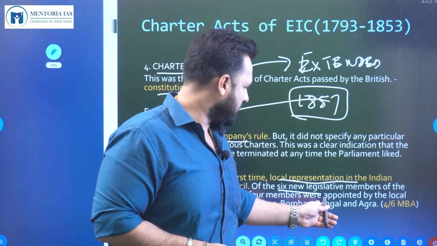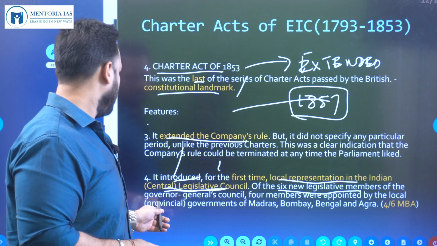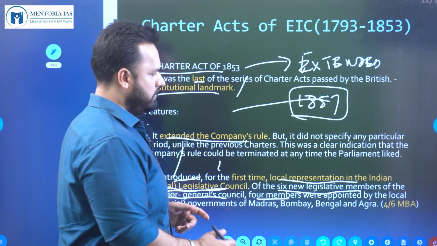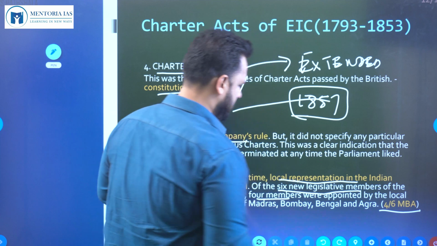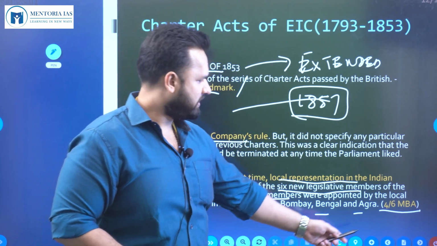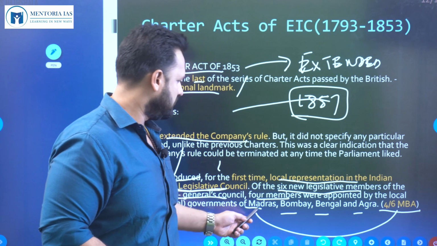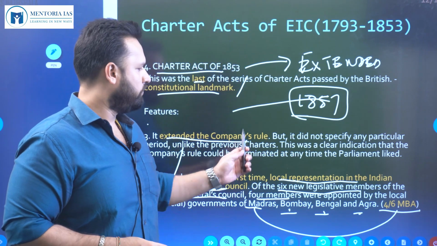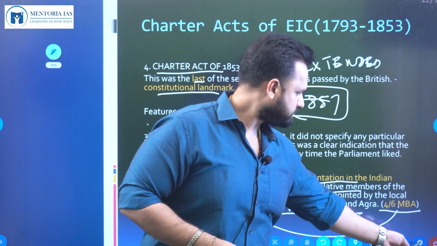Of the 6 members of the Legislative Council, the Governor General's Council, 4 members were appointed from Madras, Bombay, Bengal and Agra. The trick is MBA: Madras, Bombay, Bengal and Agra. 4 members out of the 6 were appointed from Indians.